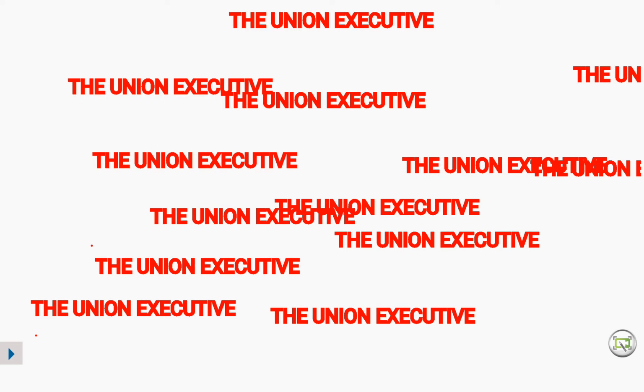So the chapter name is displayed on the screen. You can see clearly, the Union Executive. In this chapter you are going to learn only two topics. The two main topics are the President and the Vice President of India, how they are elected, what are the terms, and what are their powers and functions.